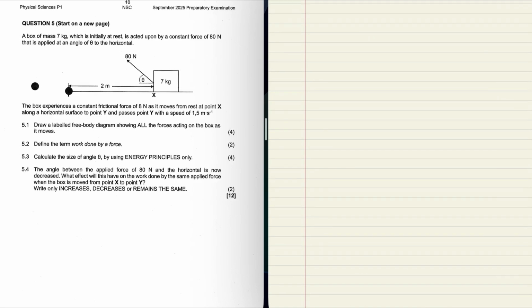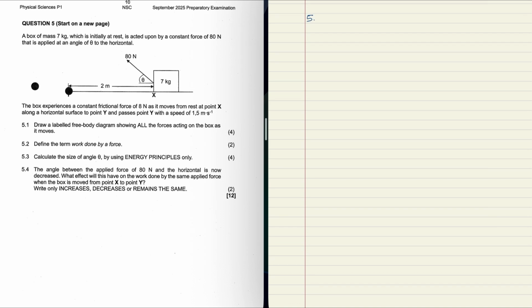Taking a look at question 5, a box of mass 7 kilograms, which is initially at rest, is acted upon by a constant force of 18 newtons that is applied at an angle of theta to the horizontal. The box experiences a constant frictional force of 8 newtons as it moves from rest at point X along a horizontal surface to point Y and passes point Y with a speed of 1.5 meters per second. Question 5.1. Draw a labeled free body diagram showing all the forces acting on the box as it moves.